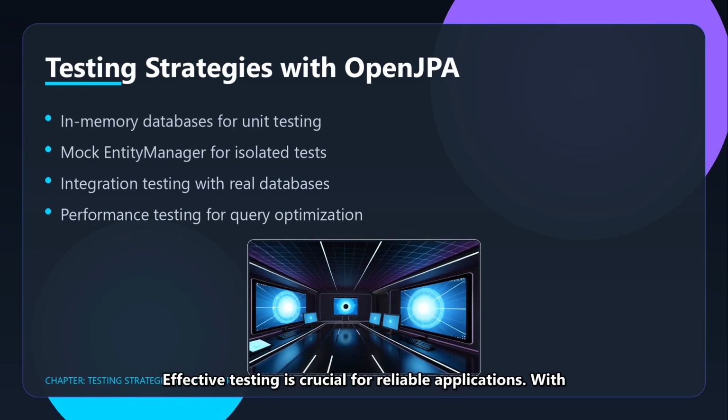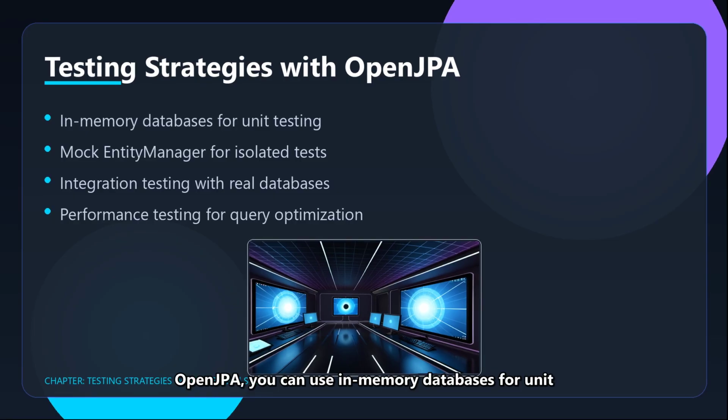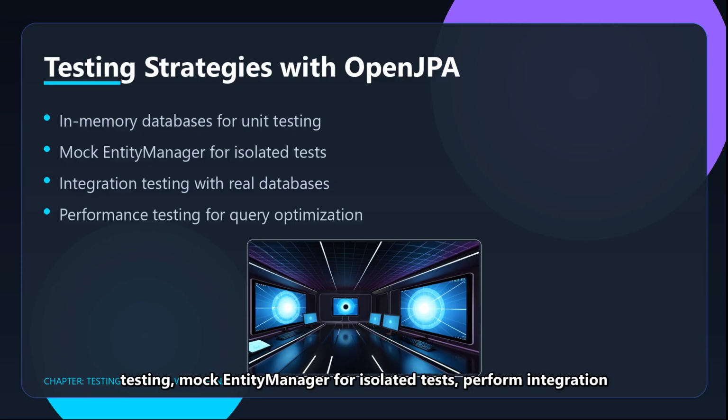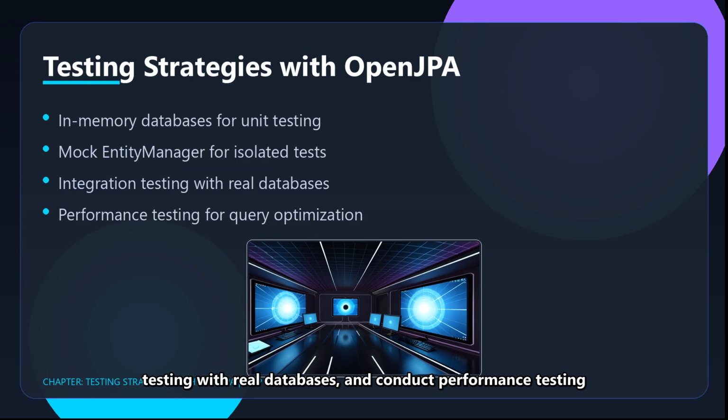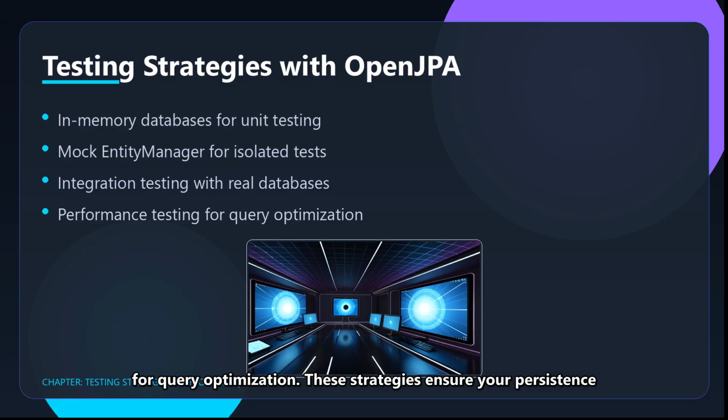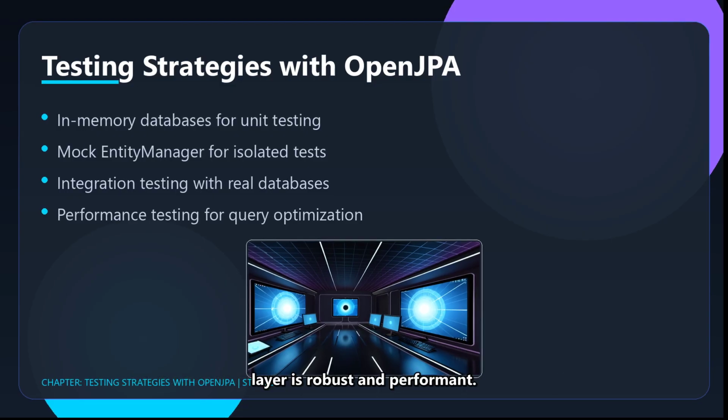Effective testing is crucial for reliable applications. With OpenJPA, you can use in-memory databases for unit testing, mock EntityManager for isolated tests, perform integration testing with real databases, and conduct performance testing for query optimization. These strategies ensure your persistence layer is robust and performant.